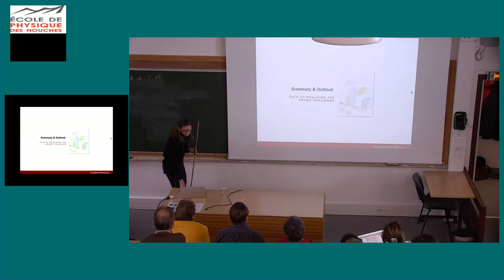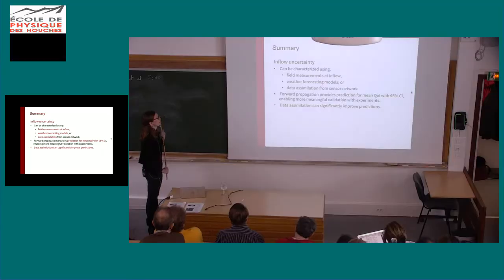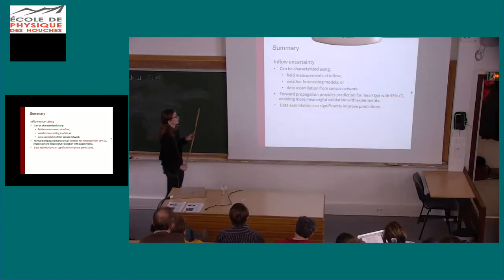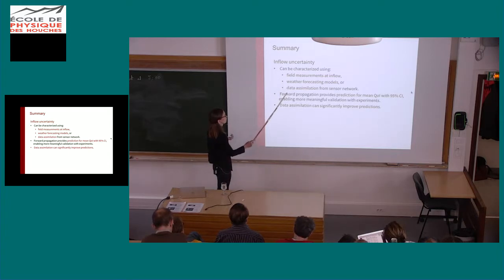Okay, so a summary and outlook. I'm going to summarize a little bit and then try to show a little bit of a path on how we can realize our grand challenge. So we've shown that inflow uncertainties are important. You can characterize them in different ways. If you have field measurements at the inflow, you could use weather forecasting models or data assimilation from sensor networks.